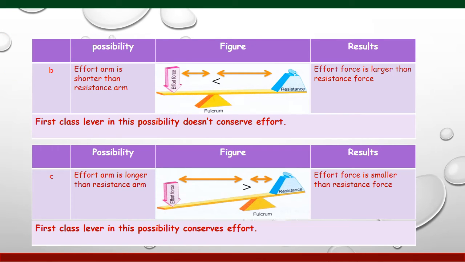Also in the first class lever, when the effort arm is shorter than the resistance arm, this lever will not save or conserve the effort. Why? Because we said the lever which will save or conserve the effort, or increase my effort, the effort arm should be longer than the resistance arm. And that's not here.